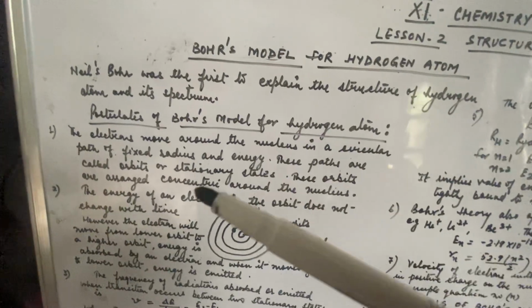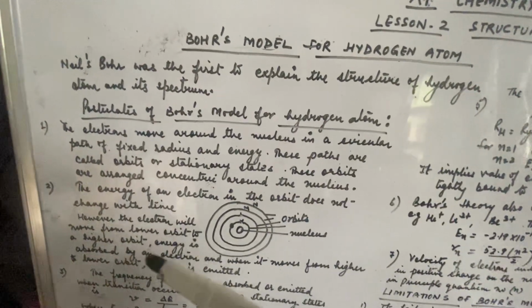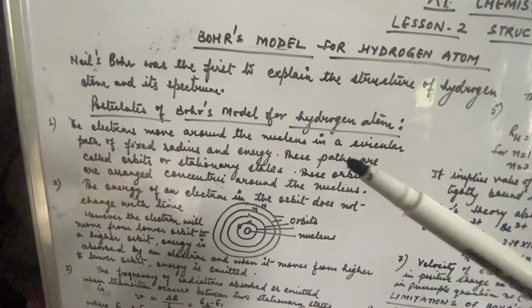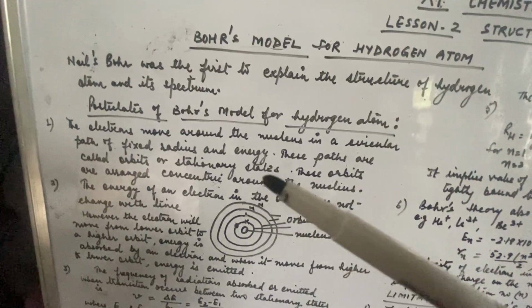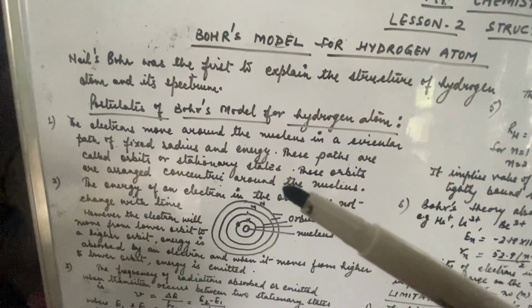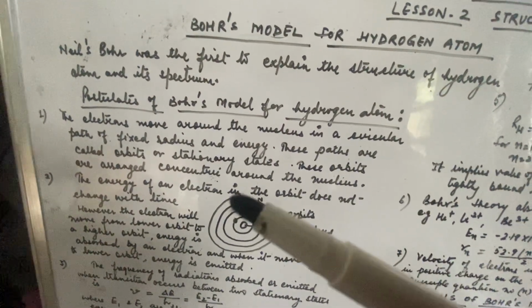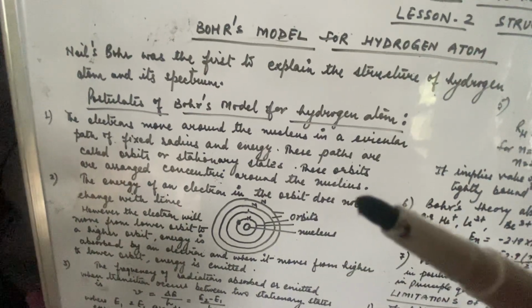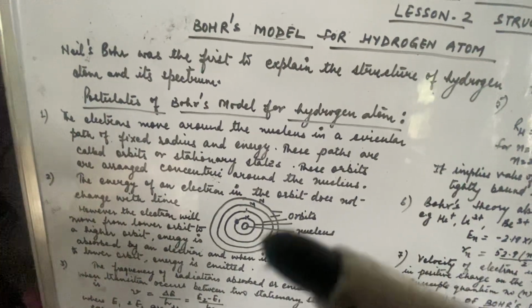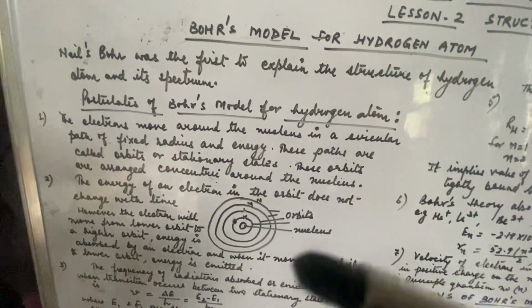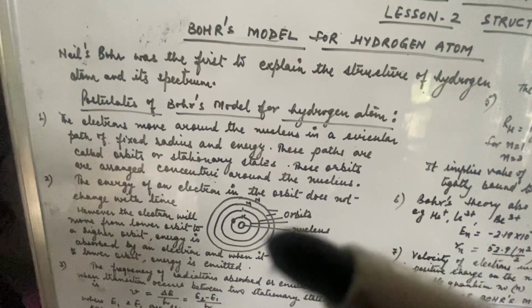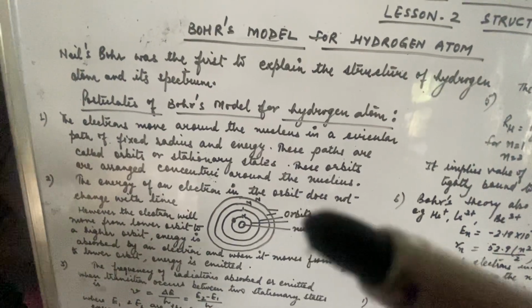Now, what were the postulates of Bohr's model for hydrogen atom? Number one, he said the electrons move around the nucleus in circular path of fixed radius and energy, and these paths are called orbits or stationary states. These orbits are arranged concentric around the nucleus. Like this, you can see in this figure, in the center there is nucleus and orbits are arranged around the nucleus in circular path, which he gave name K, L, M and N.